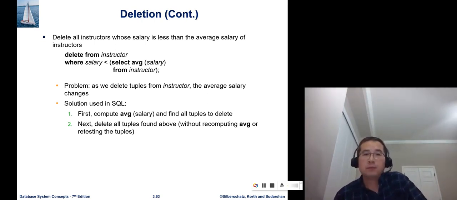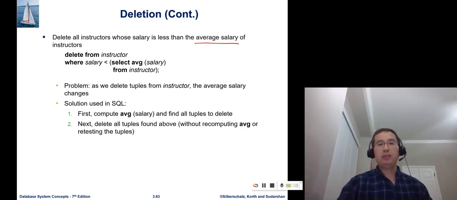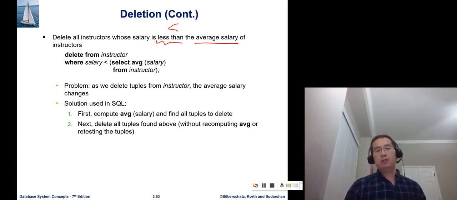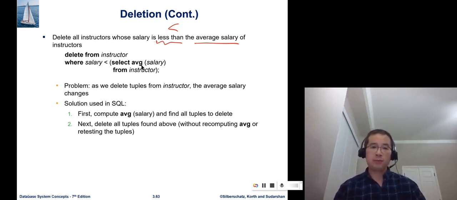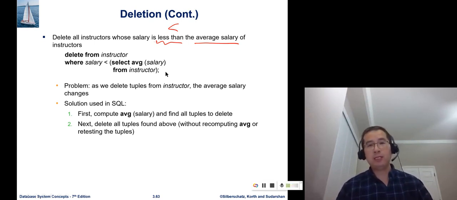And the next one, delete all instructors whose salary is less than the average salary of instructors. Okay, so here we want to compare with the average salary, and if it's less than this value, then those instructors will be deleted. So in fact, we can do it like this. We first delete from instructor, of course, the same, and then the instructor's salary is less than this value. This value we get with another query, select average salary from instructor. This is easy because we want to find the average salary of all the instructors.